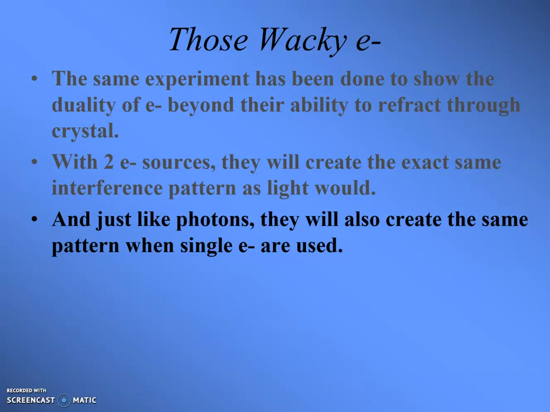And just like photons, you will create the exact same pattern with single electrons. Again, this doesn't make any sense. You're sending single electrons through the openings, and they will still make an interference pattern. But again, how is that possible when you're only sending one at a time? That doesn't make any sense.